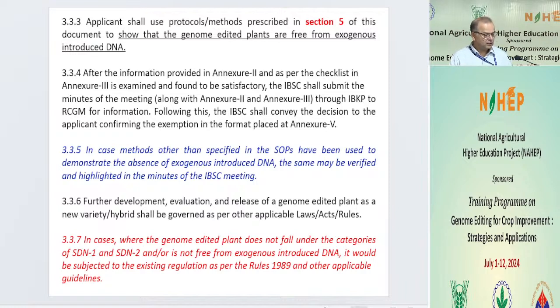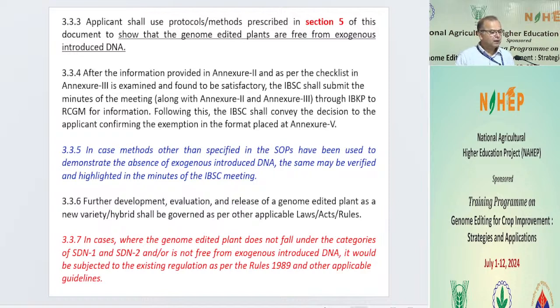In case where the genome edited plant does not fall under the categories of SDN1 and SDN2, then it will be treated as GMO. Means if by any chance you have introduced a new gene or a new sequence, or some part of exogenous DNA is still present, that means it is not SDN1 or SDN2. It goes into the SDN3 category, and it will be treated as transgenic material, and you have to follow all the rules that need to be followed for recombinant DNA material or GMO.